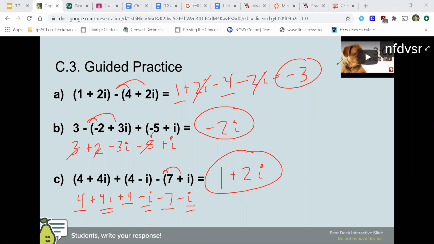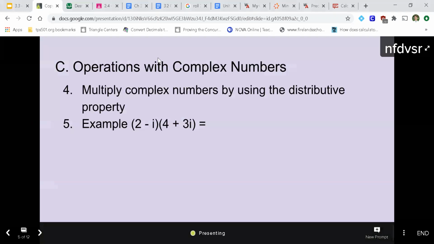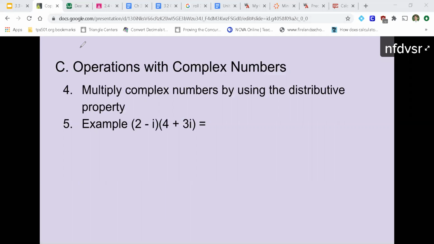All right. See, these aren't too bad. Not too bad at all. And you know what else ain't too bad either? Multiplying. Multiplying is fairly straightforward. If you want to multiply two complex numbers, you just use the distributive property. That's it.